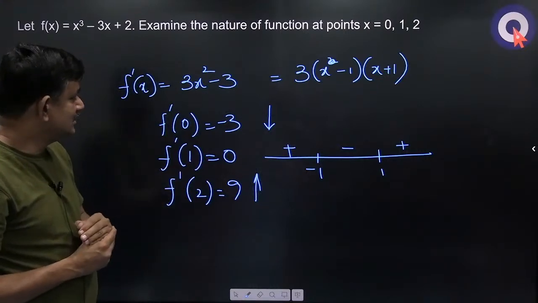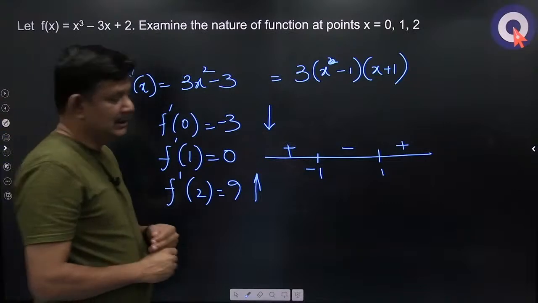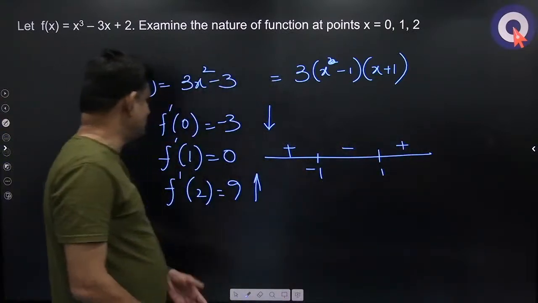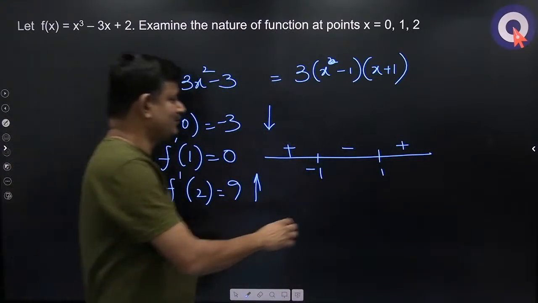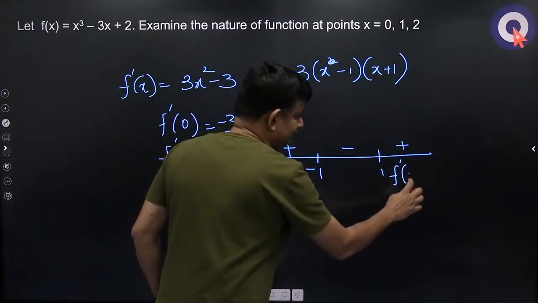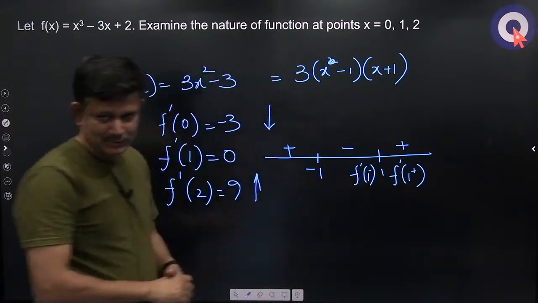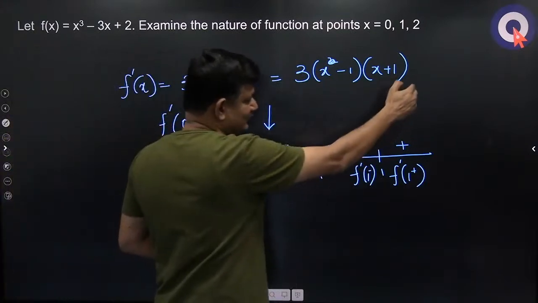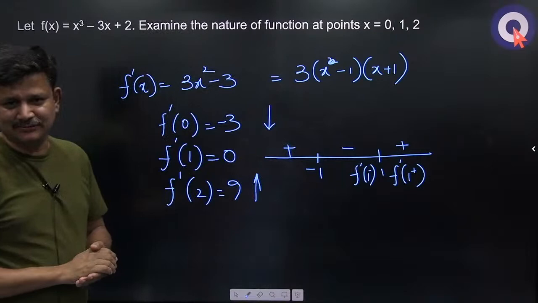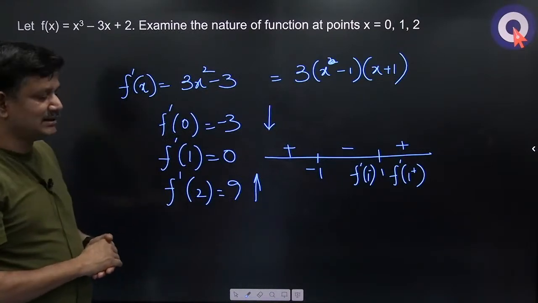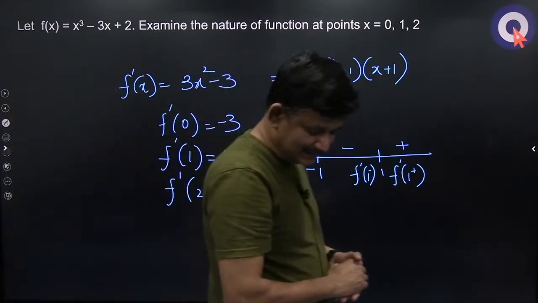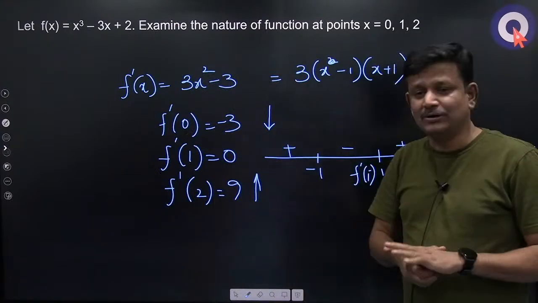Now, what is the nature of this curve at 1? To the right side, f dash 1 plus is positive. f dash 1 minus is negative. So to the right it is increasing, to the left it is decreasing. So on the whole it is neither increasing nor decreasing. Is that clear? We have absolutely no doubt at 0.